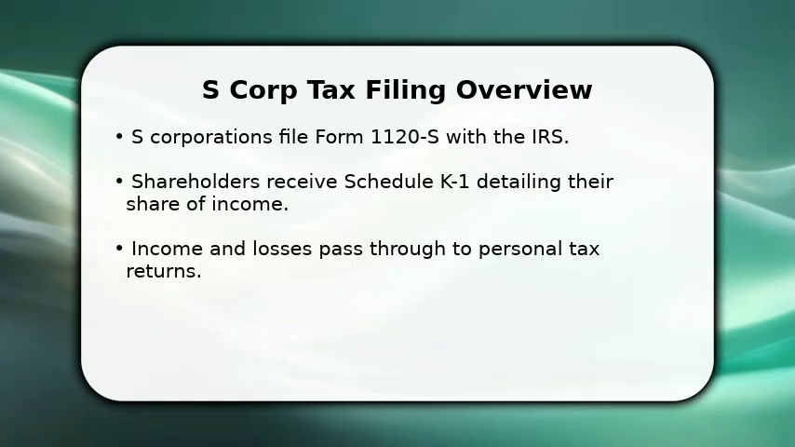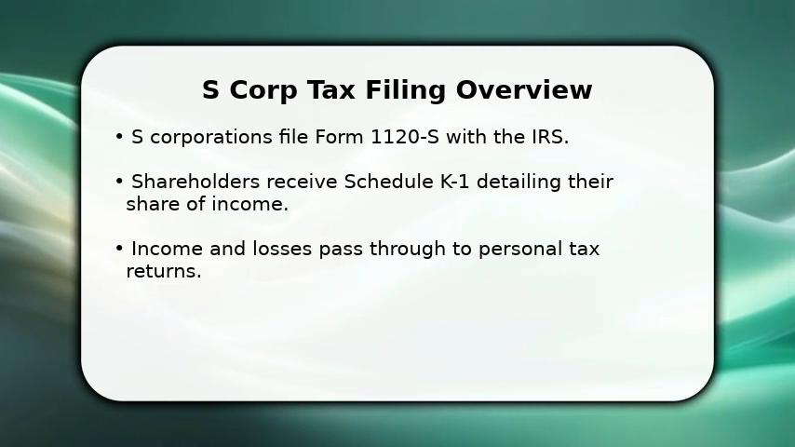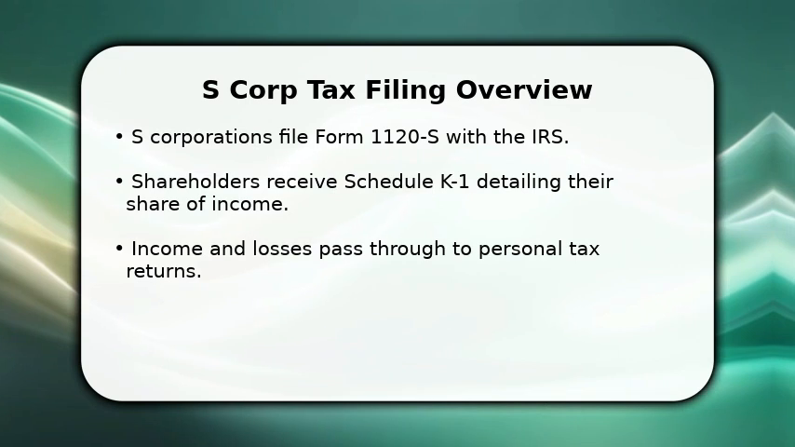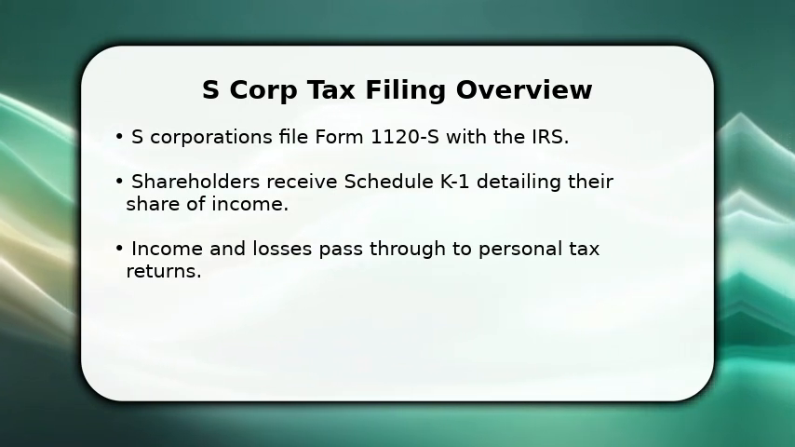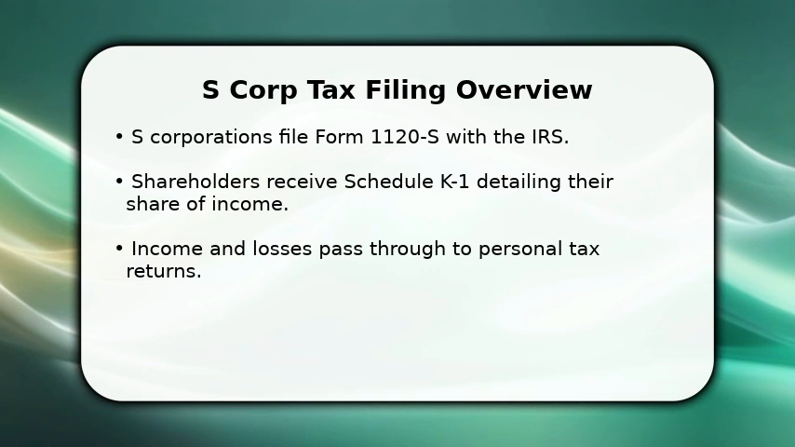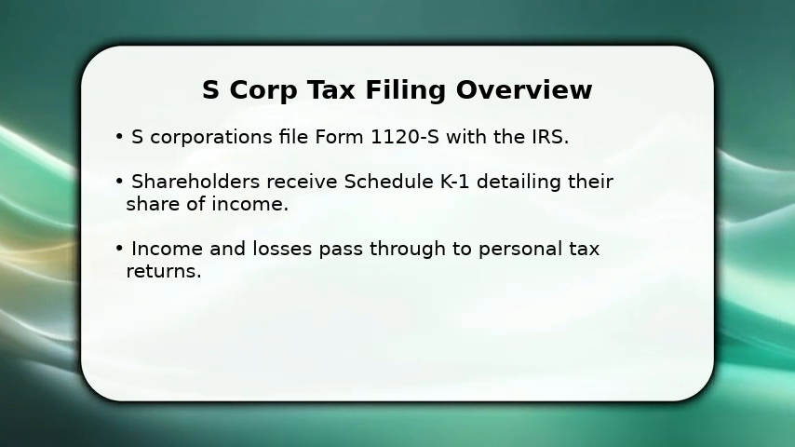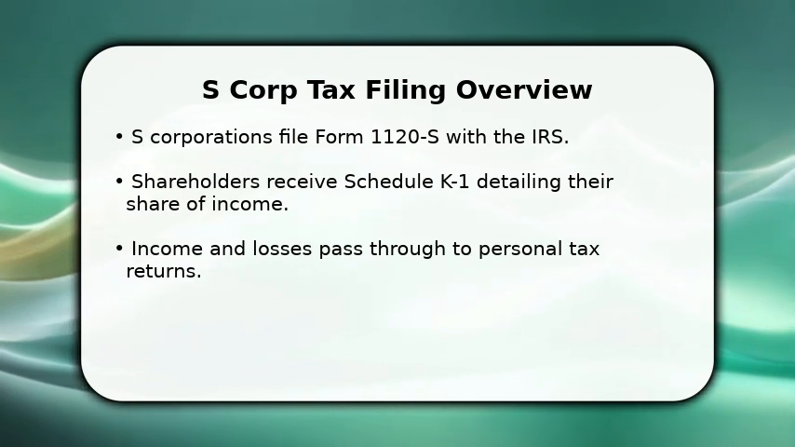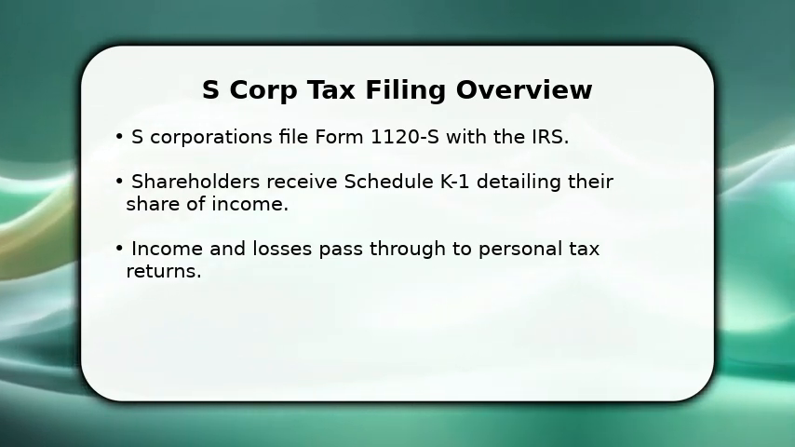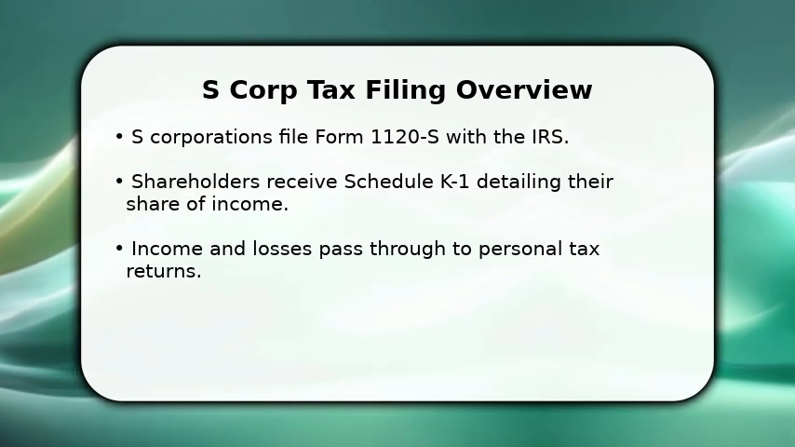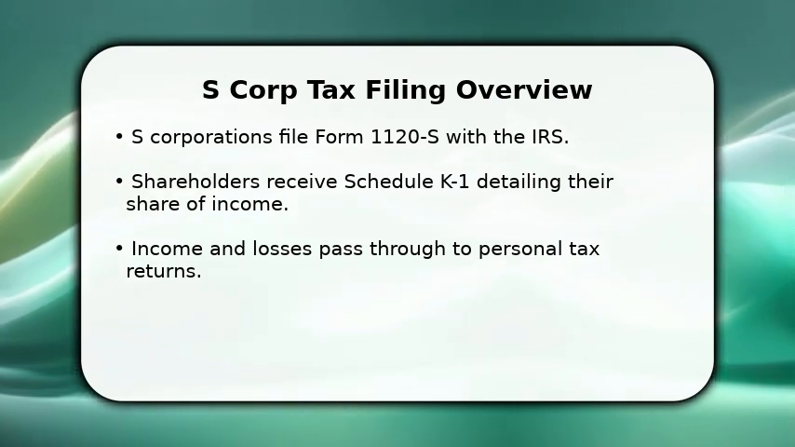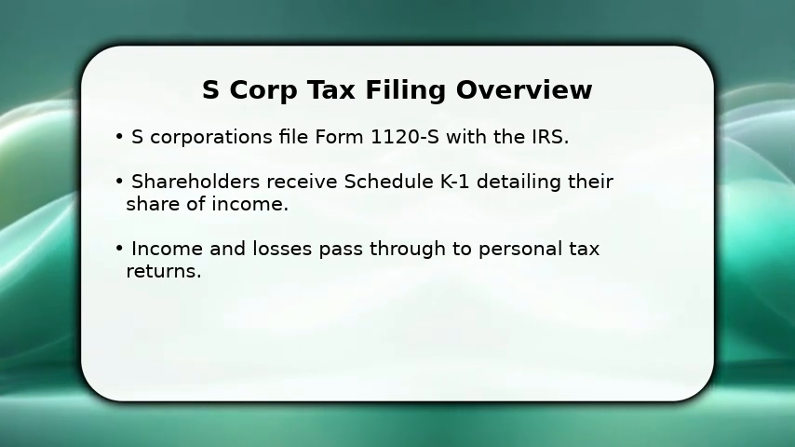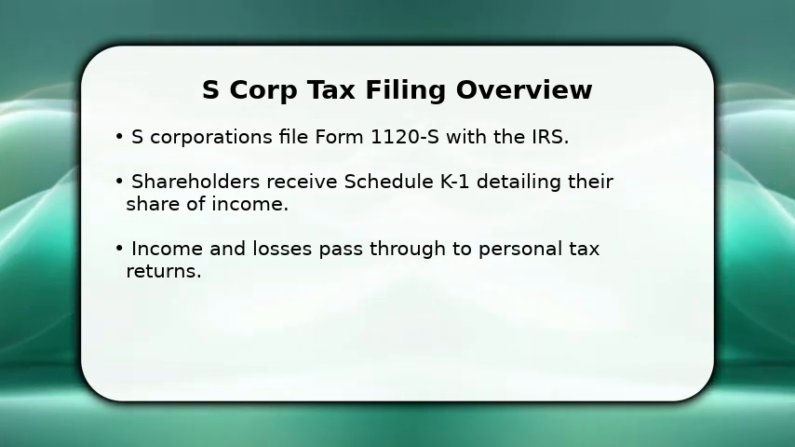In this video, I will explain how to file S-Corp taxes. Filing S-Corp taxes involves specific forms and understanding pass-through taxation. Your S-Corporation will file Form 1120-S with the IRS, reporting its income, deductions, gains, and losses. Shareholders then receive a Schedule K-1, which details their share of these items. This information is crucial for reporting on their personal tax returns, ensuring proper compliance.